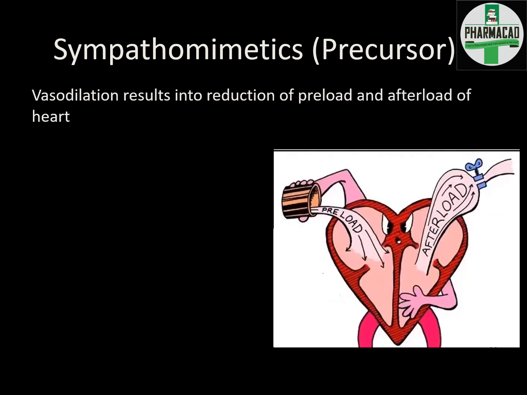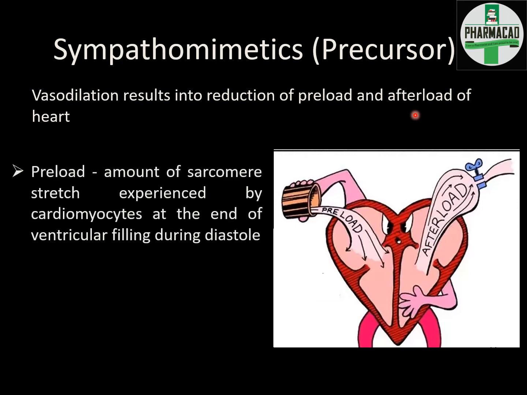Let's see how vasodilation helps in CHF management. So vasodilation reduces preload and afterload of the heart. In CHF, we know heart is not able to pump the blood properly, or it is not able to function properly, and that's why we need to further reduce the workload of heart. How? By reducing preload and afterload. Let's see one by one what is preload and afterload.